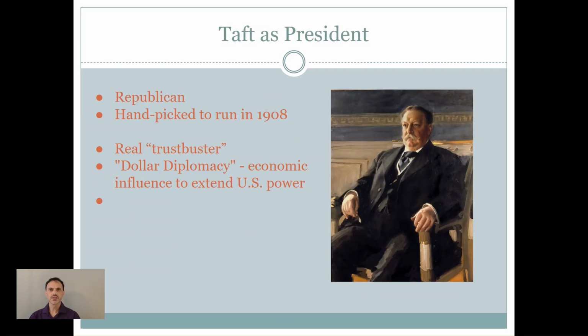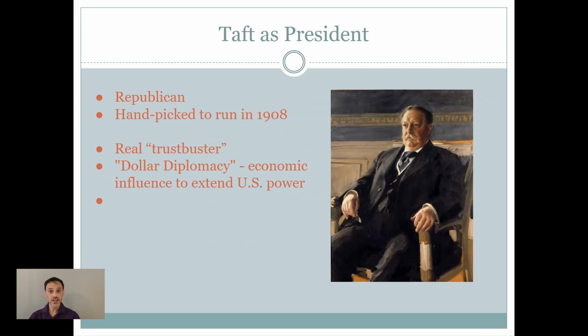So Teddy comes to the end of his 2 terms, and like Washington and everyone before him, he decided that he would stop after 2 terms. And so he really handpicked his Secretary of War, William Howard Taft, to be his replacement. He campaigned strongly for Taft, and Taft wins his election.